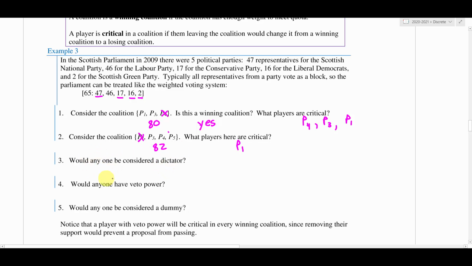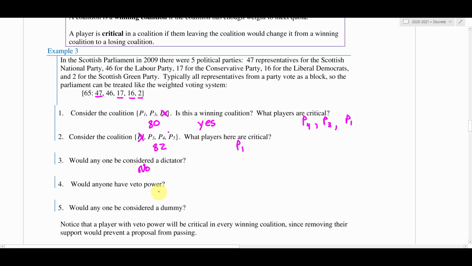All right. So let's run through the rest of these. Would anyone else be considered a dictator? And the answer to that one is no. The highest weight is 47, quota is 65. So even the Scottish National Party could not pass a measure by themselves. So there is no dictator.